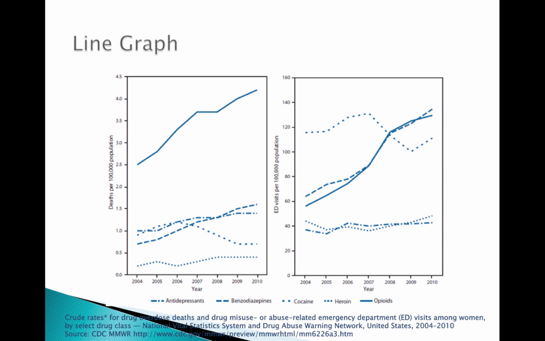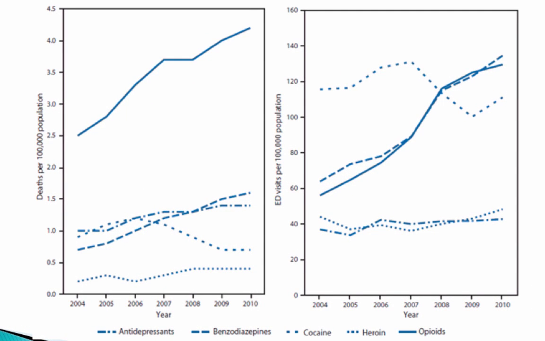Okay, the line graph. Take a moment to look at these two different graphs. The first one on the left is telling us, between the years of 2004 to 2010, the number of deaths per 100,000 in the population for antidepressants, benzodiazepines, cocaine, heroin, and opiates. The second graph shows the same time points for the same drugs, but now it's showing the number of emergency department visits. Take a few moments, pause the video, and see if you can come up with a little story, with some results or conclusions that you can draw from looking at both of these line graphs.